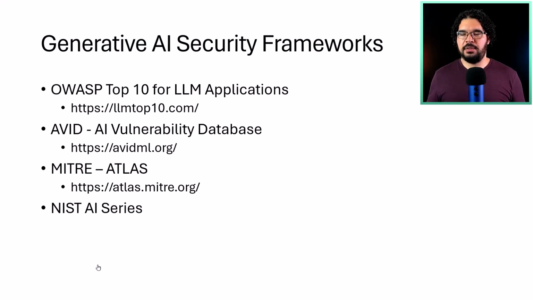MITRE Atlas. If you're familiar with the MITRE ATT&CK framework, Atlas is very similar to that, but more focused on machine learning, AI, and generative AI. And then the NIST AI series is actually pretty decent as far as providing recommendations and things to look out for. If you're familiar with NIST, typically that is 800-53 that most people are familiar with for security recommendations. NIST actually has an AI series out now.